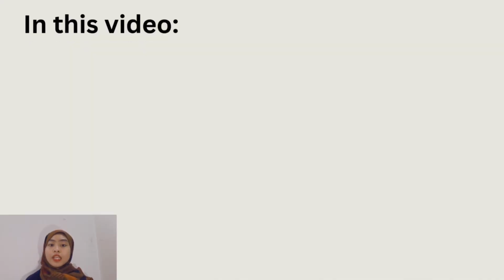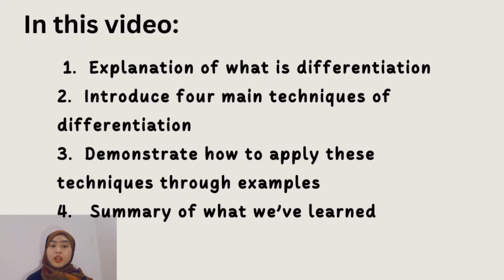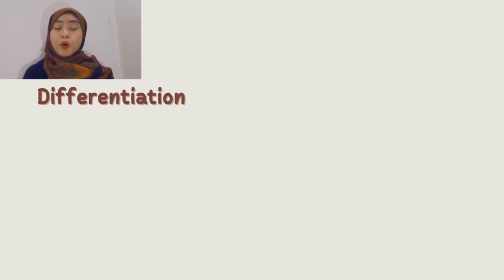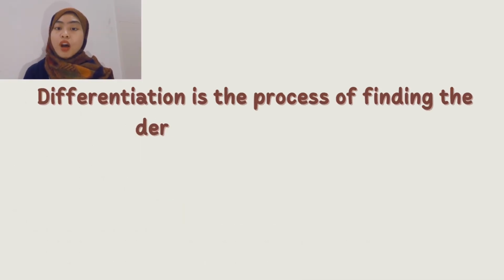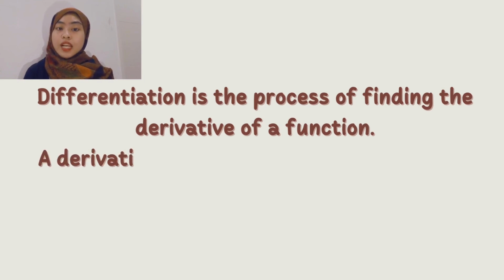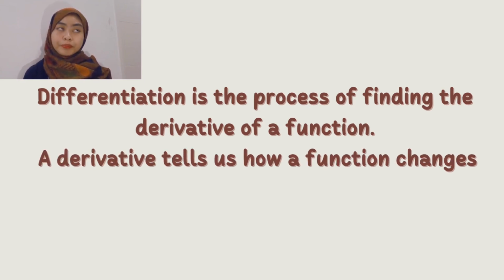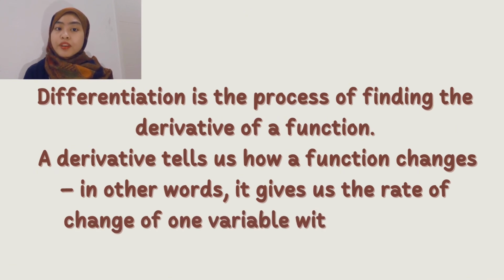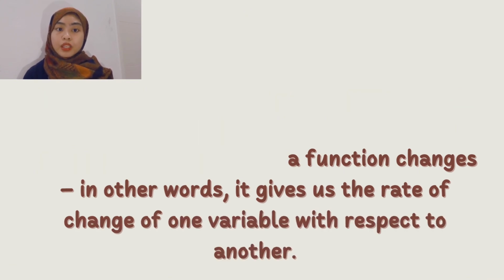Here's what we will cover in this video. So, what is differentiation? Differentiation is the process of finding the derivative of a function. The derivative tells us how a function changes. In other words, it gives us the rate of change of one variable with respect to another.